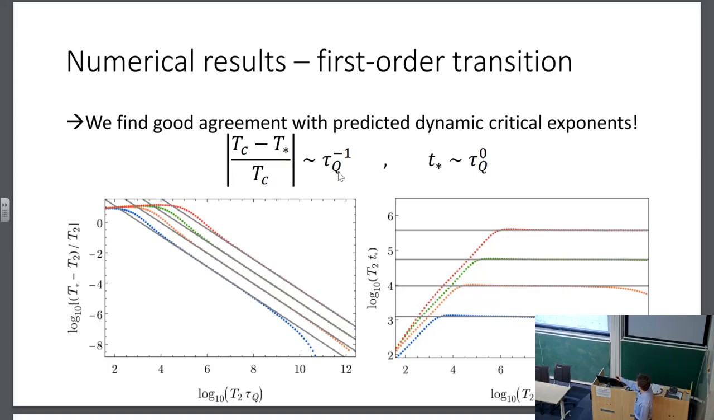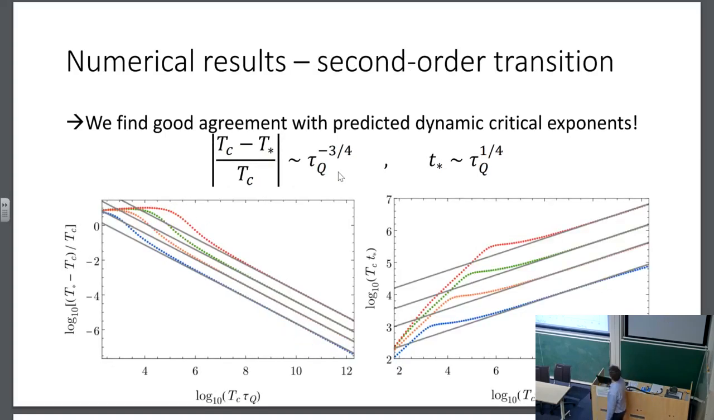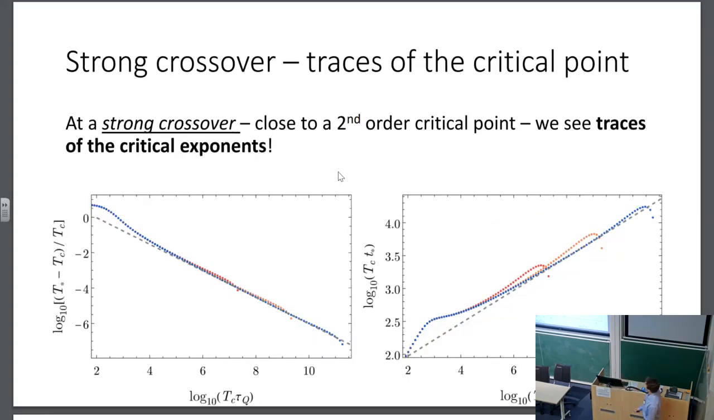The dotted lines here are simulations, and the straight lines are these theoretical exponents. And for second order, we can also do second order transitions, and we see the same thing very nicely. And we can also do some variations of this. For example, if it's a strong crossover, so it's not a sharp phase transition, but you're very close to a second order point, you can still see signs of this scaling behavior. Okay, so you don't have to have a sharp phase transition to see the scaling behavior.